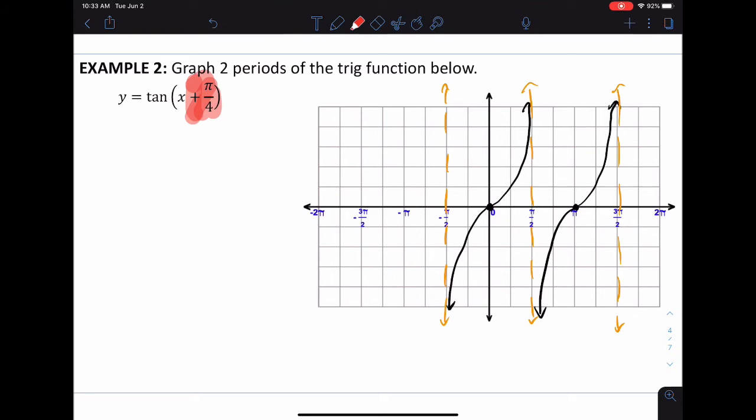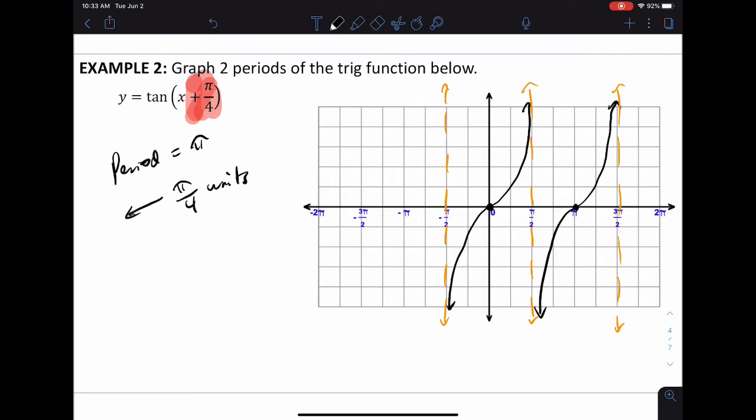Okay, so what that means is everything's going to be the same. Amplitude will be the same. Period is still going to be pi. The only thing is we're going to move left pi over 4 units. So every dot will move left pi over 4 units.